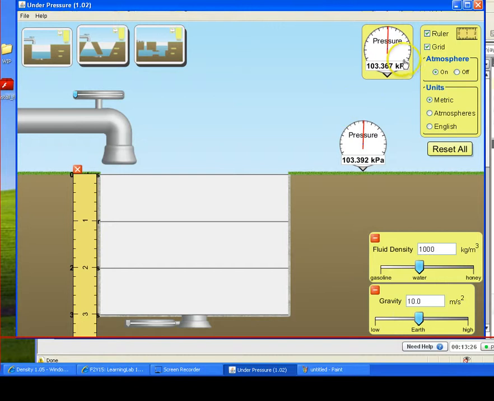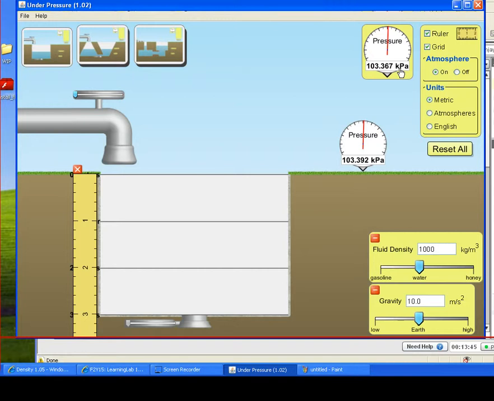Now, just very briefly, what is kPa? kPa is kilopascals. Remember that the pascal is the unit of pressure in the SI system. That's newtons per meter squared. Kilopascals, kPa, is thousands of pascals.